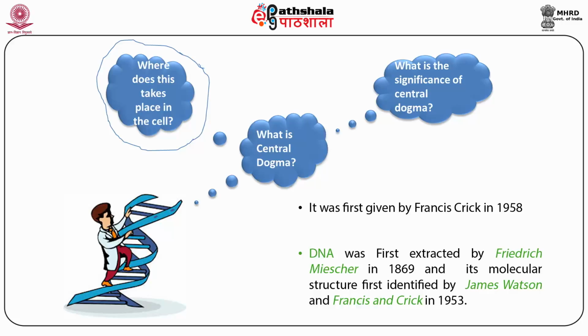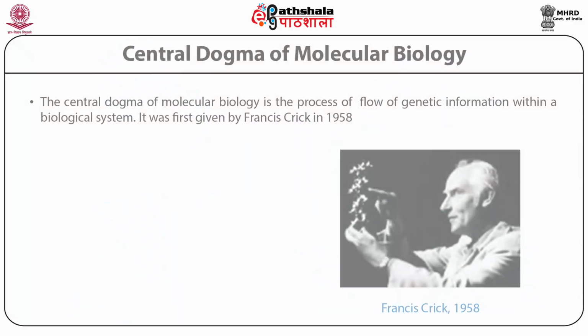Where does this take place? In the cell. What is the central dogma? What is the significance of the central dogma? It was first given by Francis Crick in 1958. DNA was first extracted by Friedrich Miescher in 1869, and its molecular structure was identified by James Watson and Francis Crick in 1953.